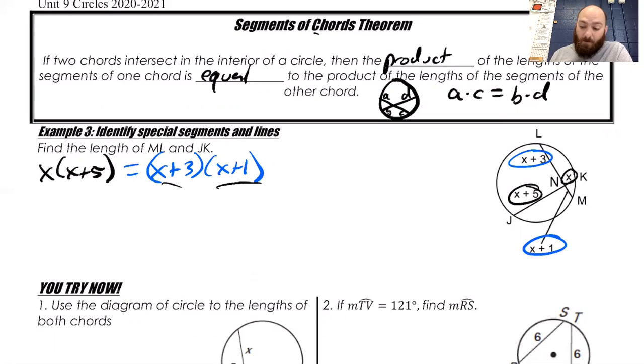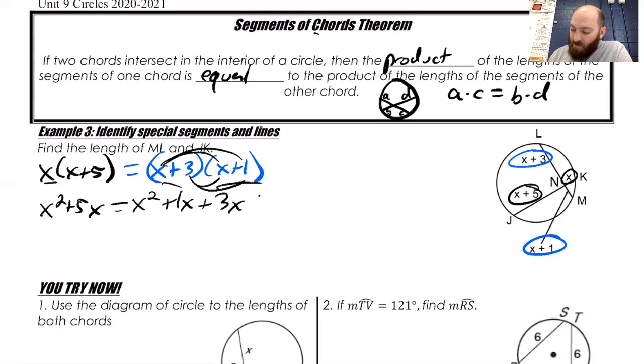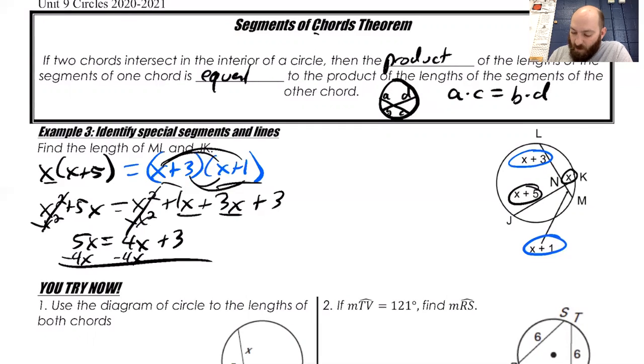Now, when I multiply through, you've got to be careful, just like we did before. This needs to be distributed, and then X needs to be distributed. So X times X plus 5 is going to be X squared plus 5X. And then here, I'm going to distribute that, so X times X is X squared, plus 1X, plus 3X, plus 3. Now, if I subtract X squared from both sides, they actually go away. So instead, I'm going to have 5X is equal to, we'll put these together, 4X plus 3. And then I will subtract 4X over. And I get X equals 3.